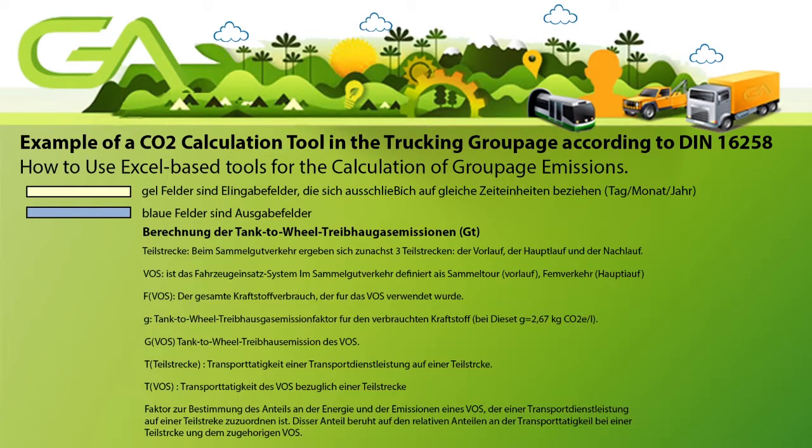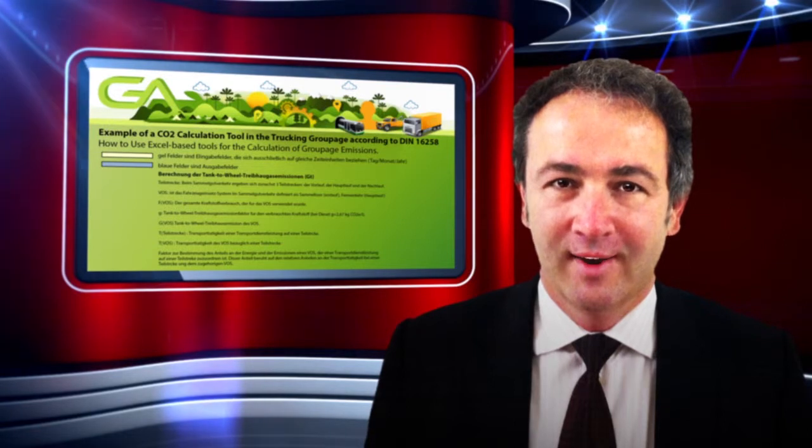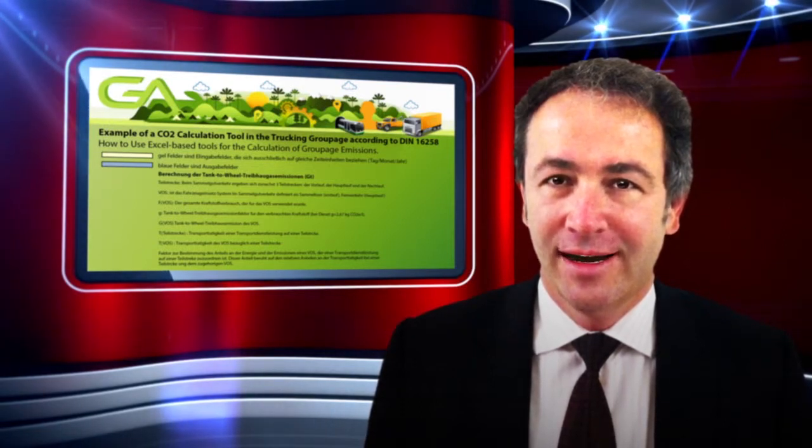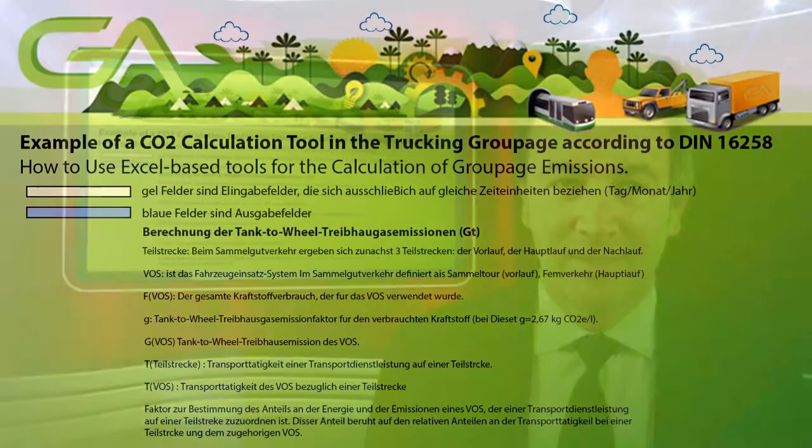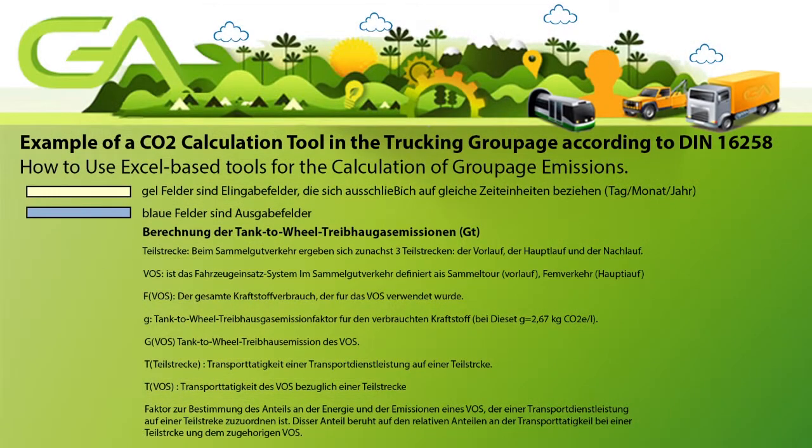As an additional value, we have the VOS groupage, which means the collecting tour or forerun, the long distance transport or main run, and the delivery tour or overrun. In addition to the VOS, there is the FVOS, which is the total fuel consumption of the VOS. The next value would be the GT. This value indicates the tank-to-wheel GHG emission of the consumed fuel.